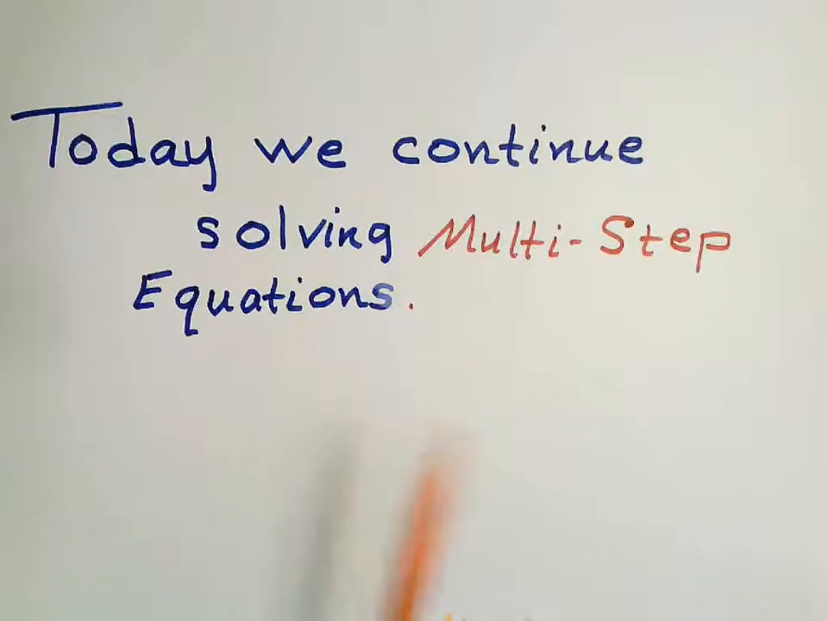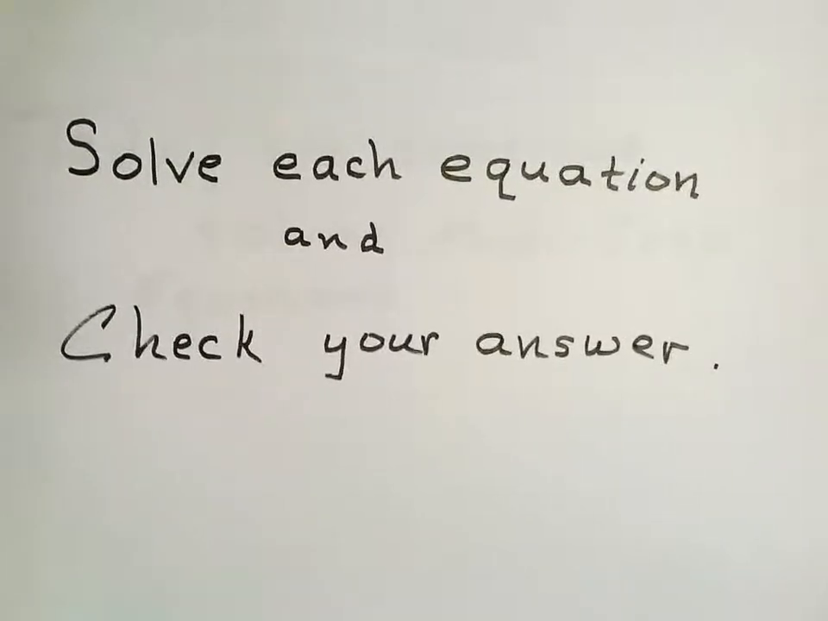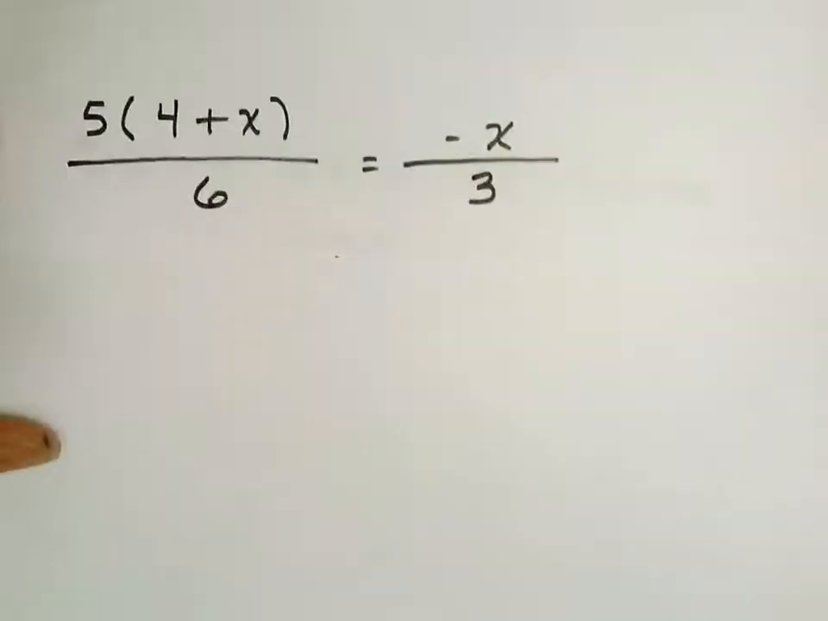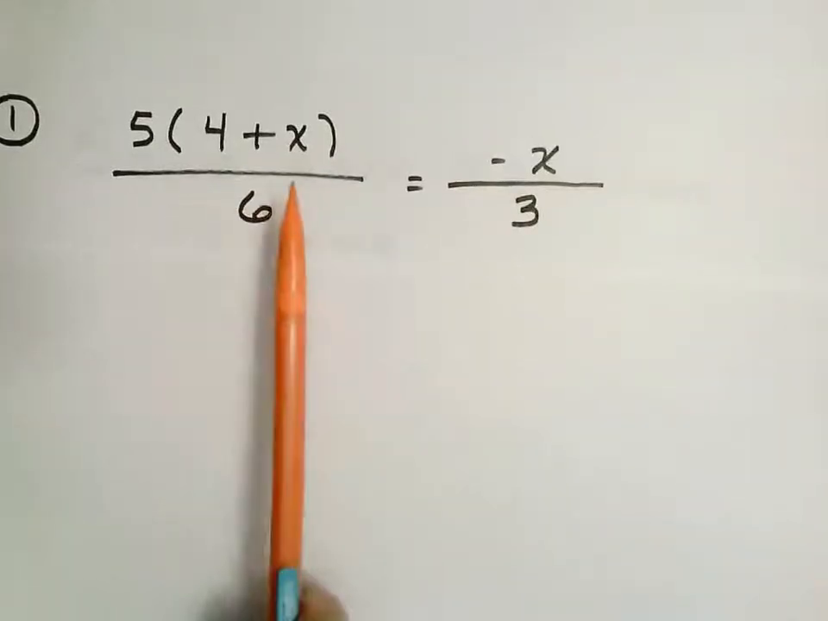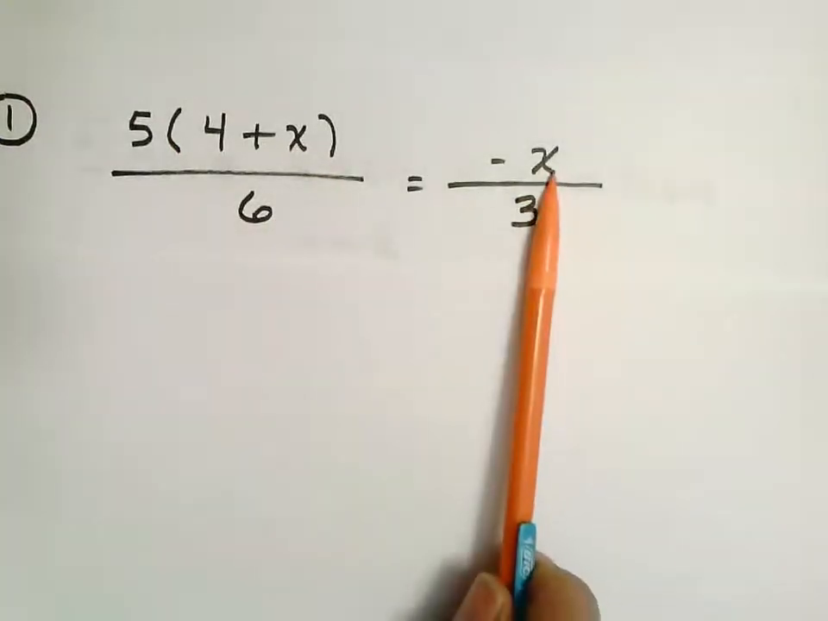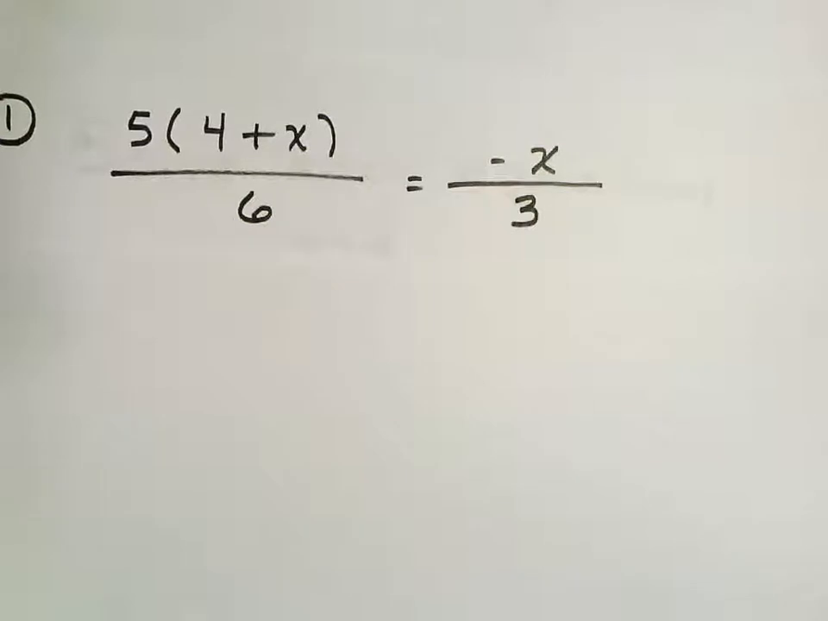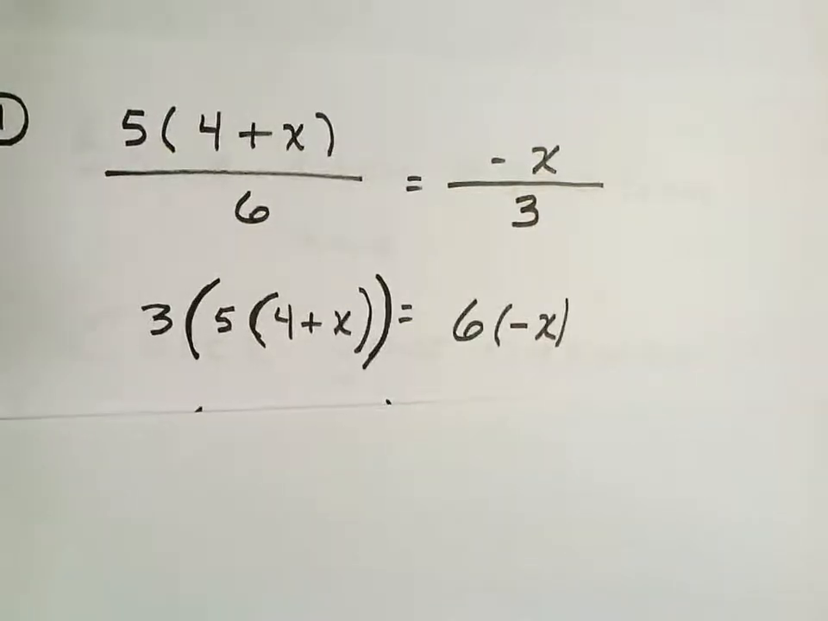Today we will continue solving multi-step equations. We're going to solve each equation and check our answers. The first equation that we're going to look at will be 5 times the quantity 4 plus x divided by 6 equals negative x divided by 3. We're going to use our cross multiplication property to solve this equation.